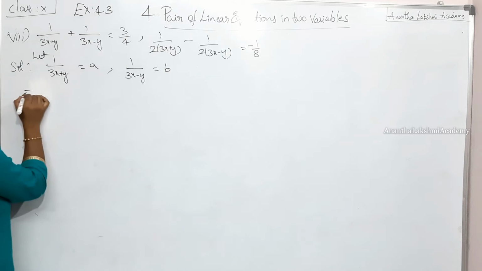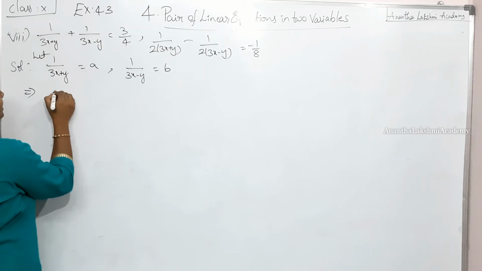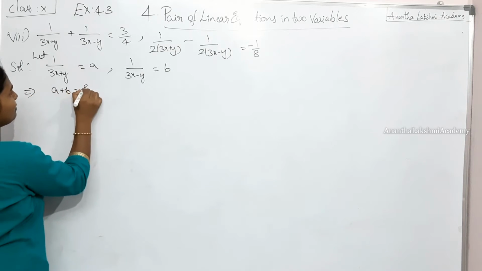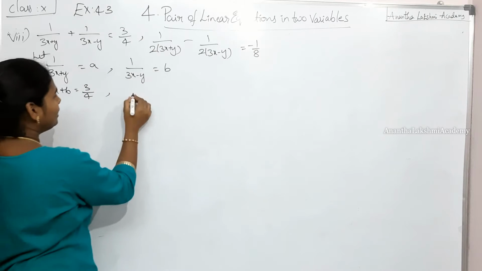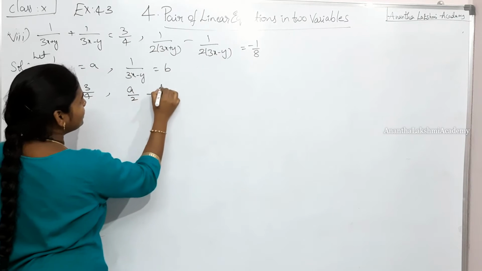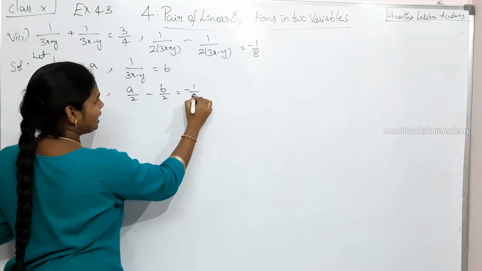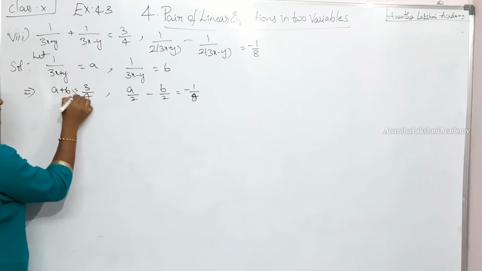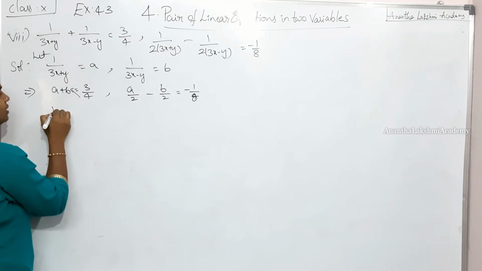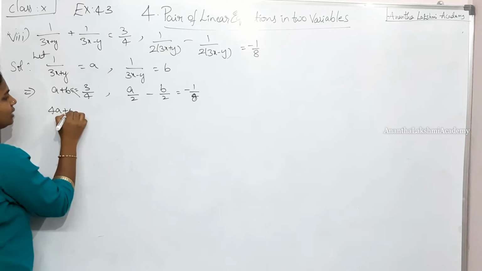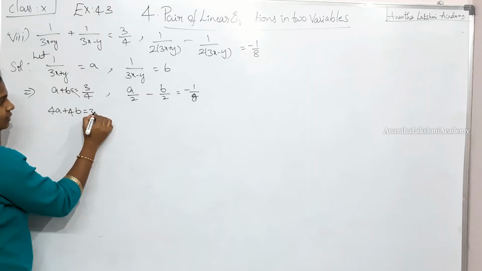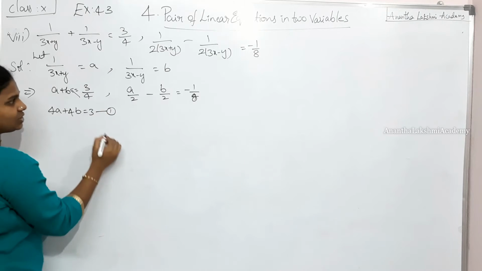So what does that imply? A plus b is equal to 3 by 4 and a by 2 minus b by 2 is equal to minus 1 by 8. So if you do the cross multiplication, 4a plus 4b is equal to 3. Okay, let us call this as equation number 1.